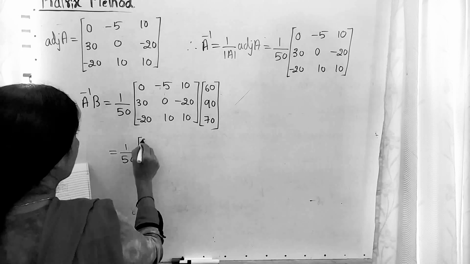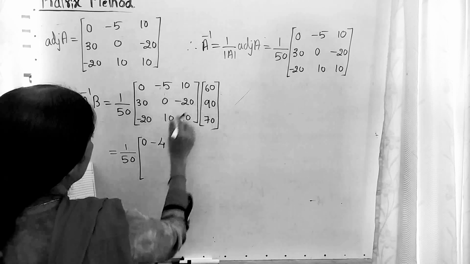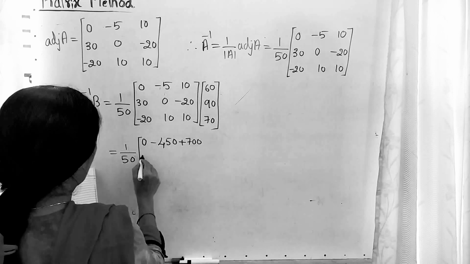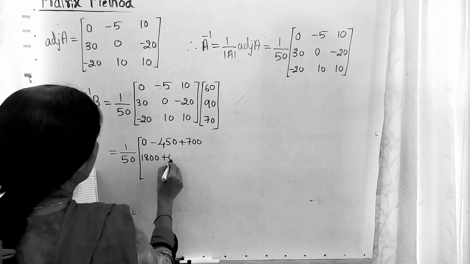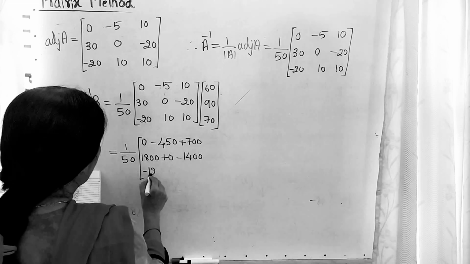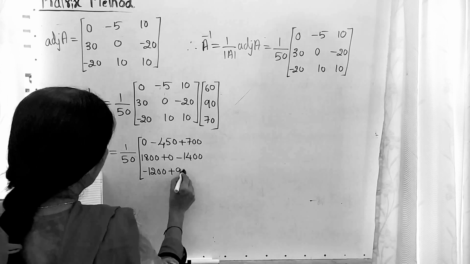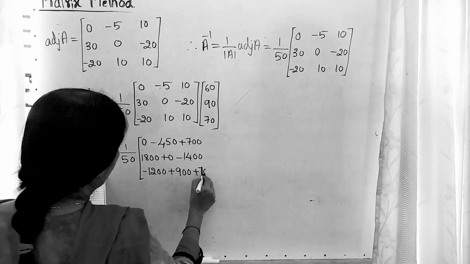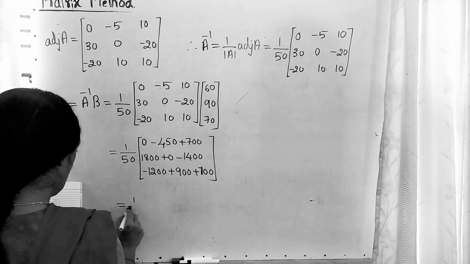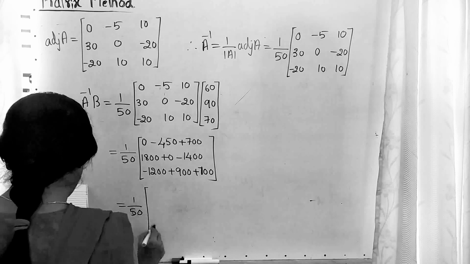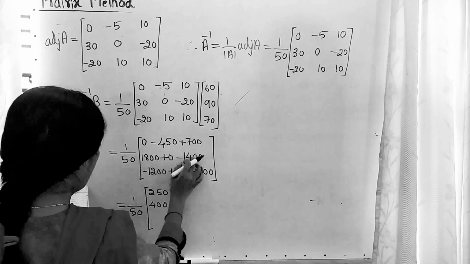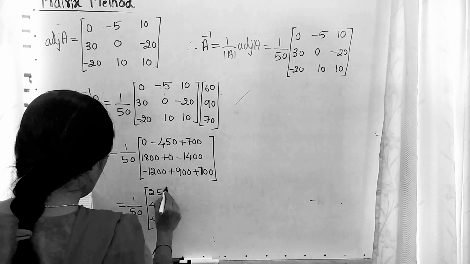So multiplication: 0 minus 450 plus 700. Then second row with first column: 1800 plus 0 minus 1400. Third row with first column: minus 1200 plus 900 plus 700. Yes. Now it is 1 by 50. Simplify this. It is 250, 400. 1800 minus 1400, this is also 400.